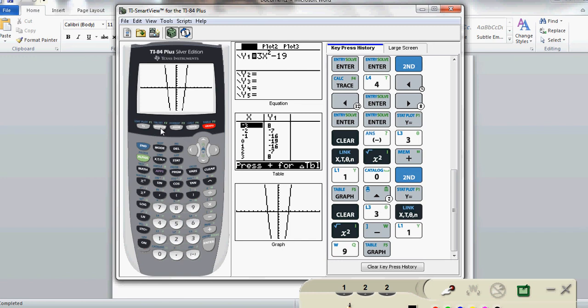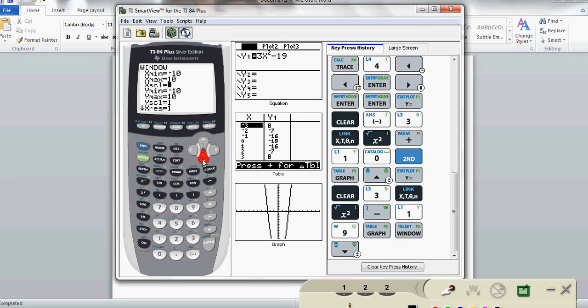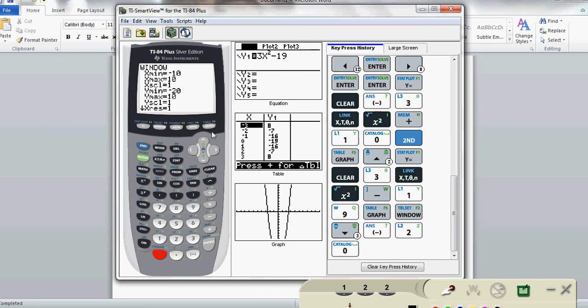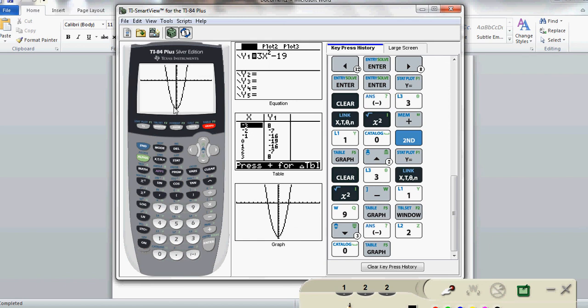So I need to change my window a little bit, and I realize my y minimum, I need to go further than negative 10. So I'm going to come down here and maybe, I don't know, let's try negative 20. See if that gives me what I want. Graph it again, and sure enough, that's where I get my crossing.